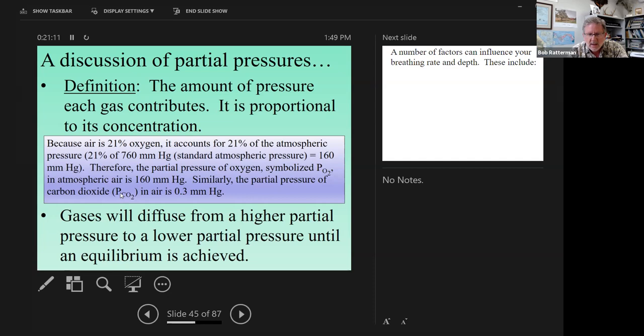The partial pressure of CO2 in the air you're breathing is really, really low because the percent of the air you're breathing that is CO2 is very small. I can't tell you exactly what that is, but we could easily calculate that. So when we talk about gas diffusion, CO2 or oxygen, we just need to know that these gases will diffuse from a higher partial pressure to a lower partial pressure. And that's what this second bullet basically says.